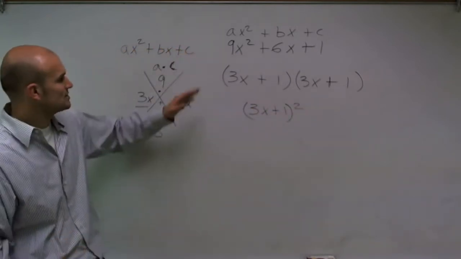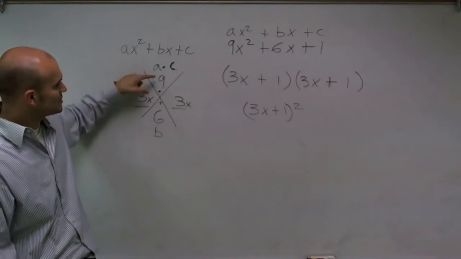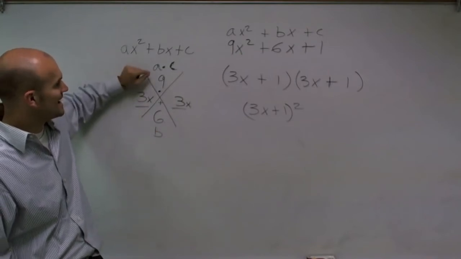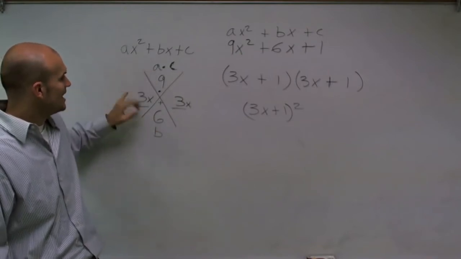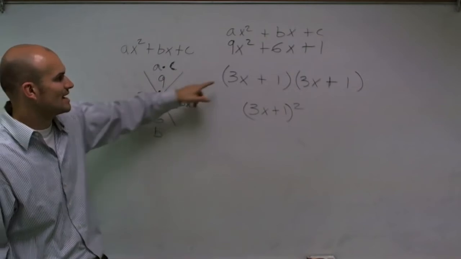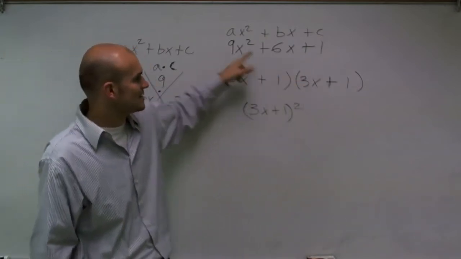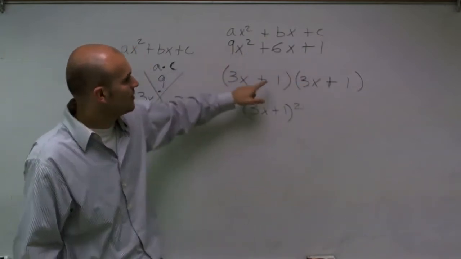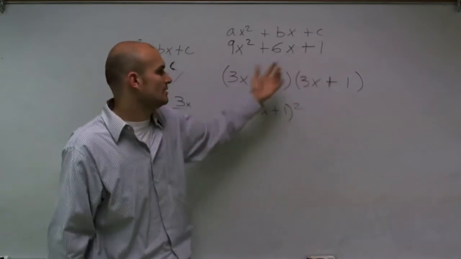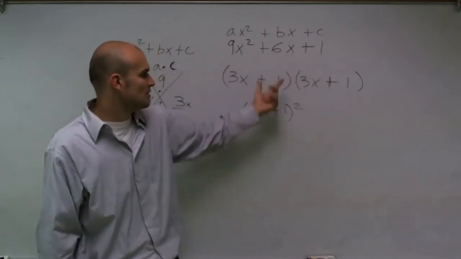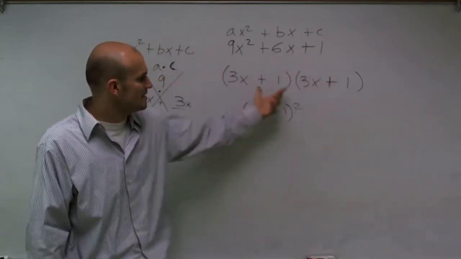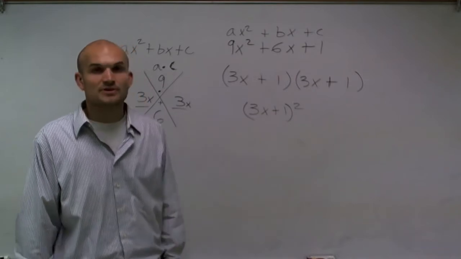So the main important thing is just to use your diamond technique. Make sure for my A times C, where my A is a larger number than C, I can multiply 3x times 3x. If I check this by FOILing, 3x times 3x gives me 9x squared. 1 times 1 is going to give me 1. And then when I FOIL out, my middle terms are also going to add up to 6x. And I'll reduce it down to 3x plus 1 squared.